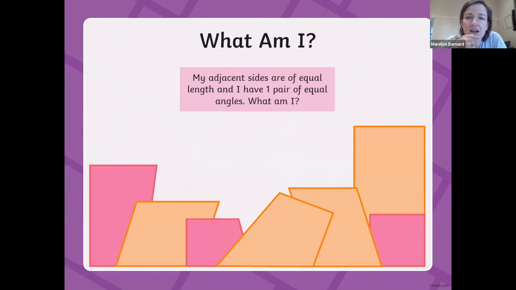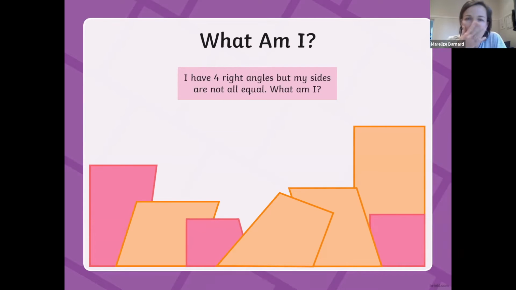My adjacent sides are of equal length and I have one pair of equal angles. What am I? Everyone says kite. Well done. I have four right angles, but my sides are not all equal. What am I? This one's easy too. Rectangle. Good stuff.